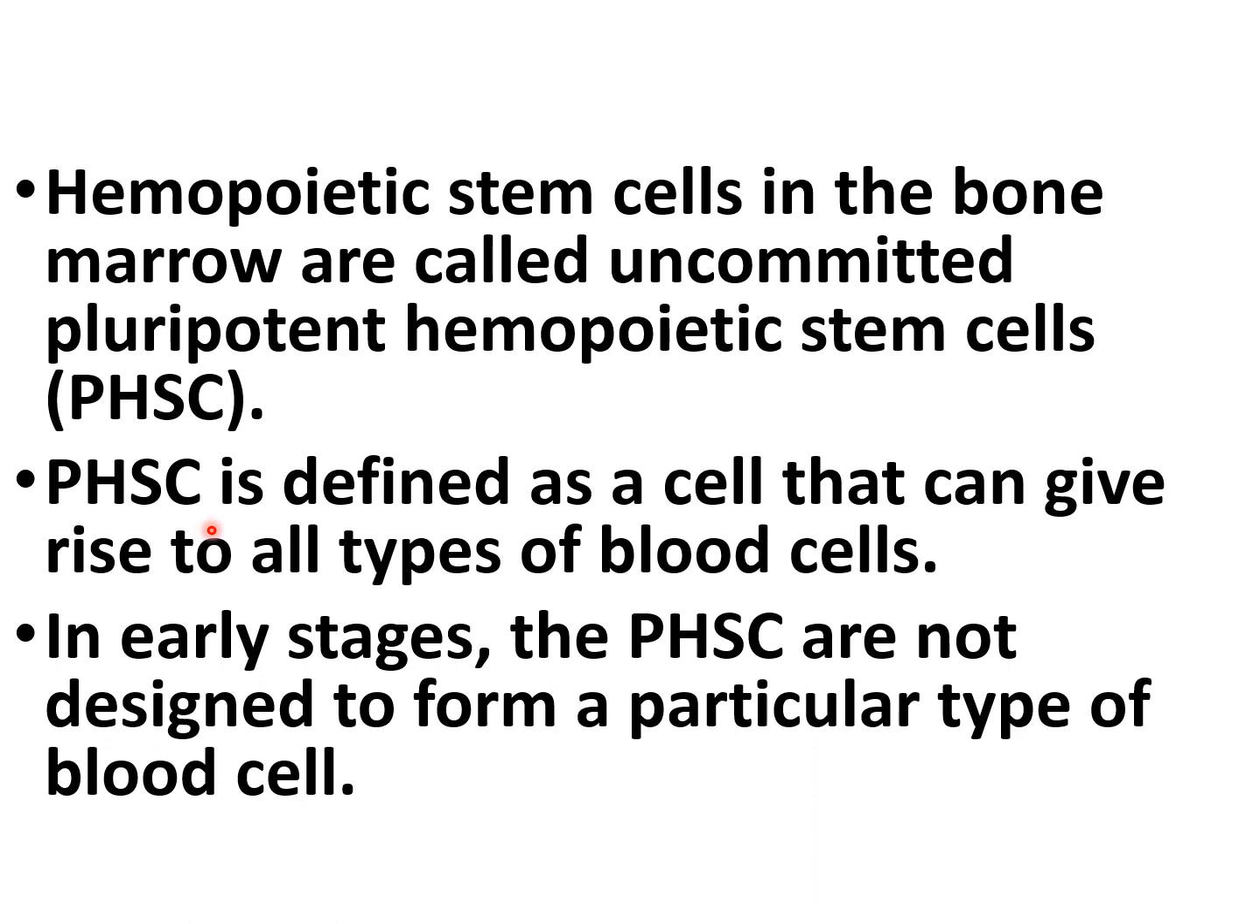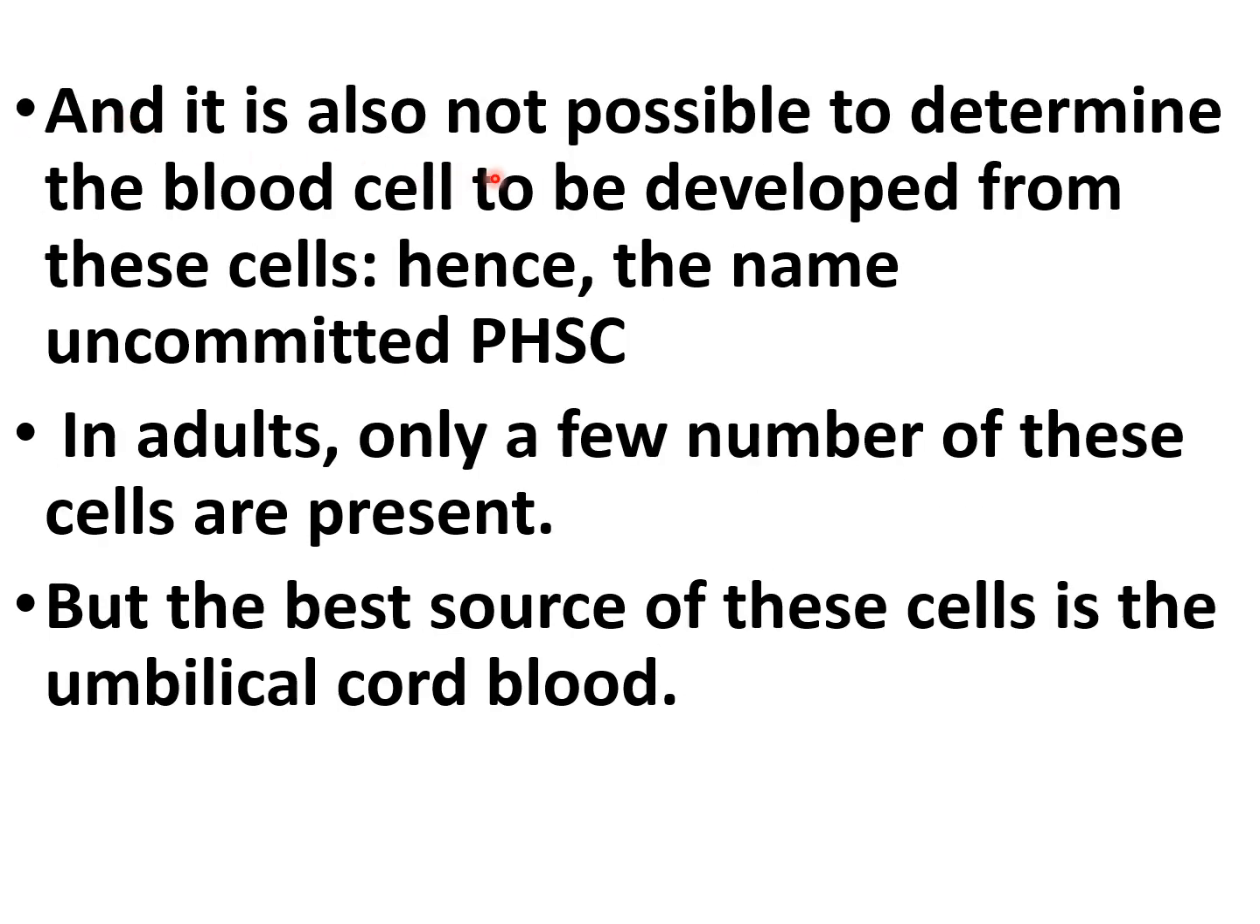A pluripotent hemopoietic stem cell is defined as a cell that can give rise to all types of blood cells. In the early stage, pluripotent hemopoietic stem cells are not designed to form a particular or specific type of blood cell, and it is also not possible to determine the blood cells to be developed from these cells. So its name is uncommitted pluripotent hemopoietic stem cell. In adults, only a small number of these cells are present, but the best source of these cells is the umbilical cord blood.